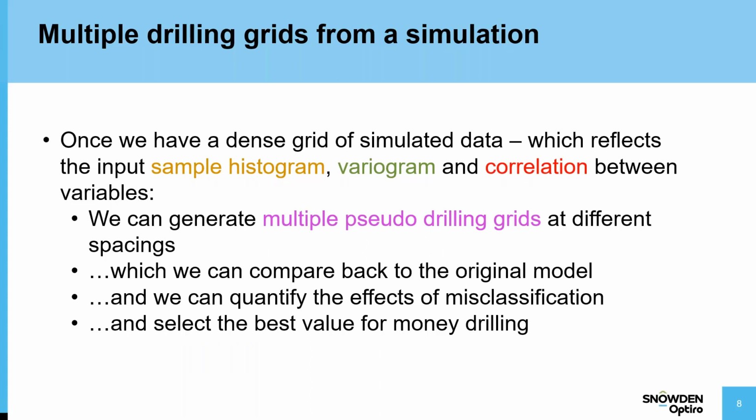And the key point here is that, as I mentioned to you, once we've got a simulated grid of data that honours our drill holes, we can then sample that to get various drill spacing. That really is the key activity here. What we're doing is we're generating multiple pseudo drilling grids, and then we can compare those drilling grids back to the original model, and we can look at using that misclassification paradigm. We can look at the value of that, and at the end of the day, we can select the value that gives us the best value for money. So that's the framework.